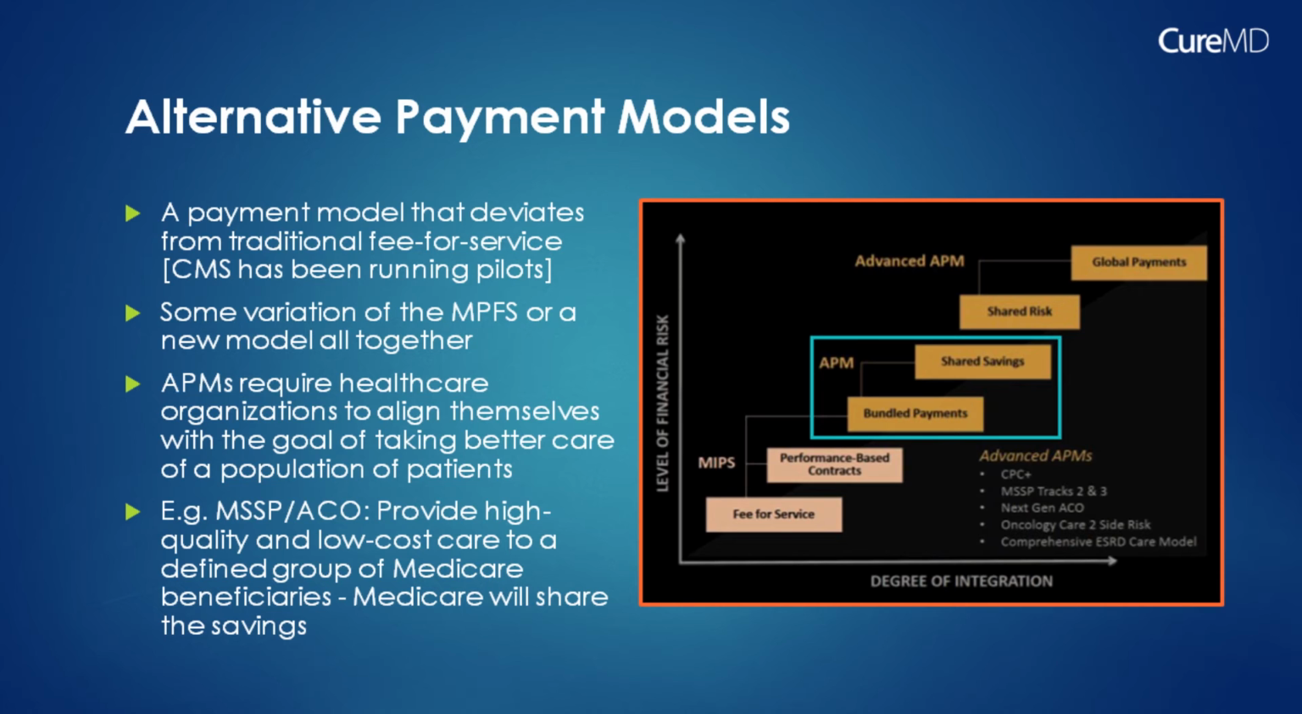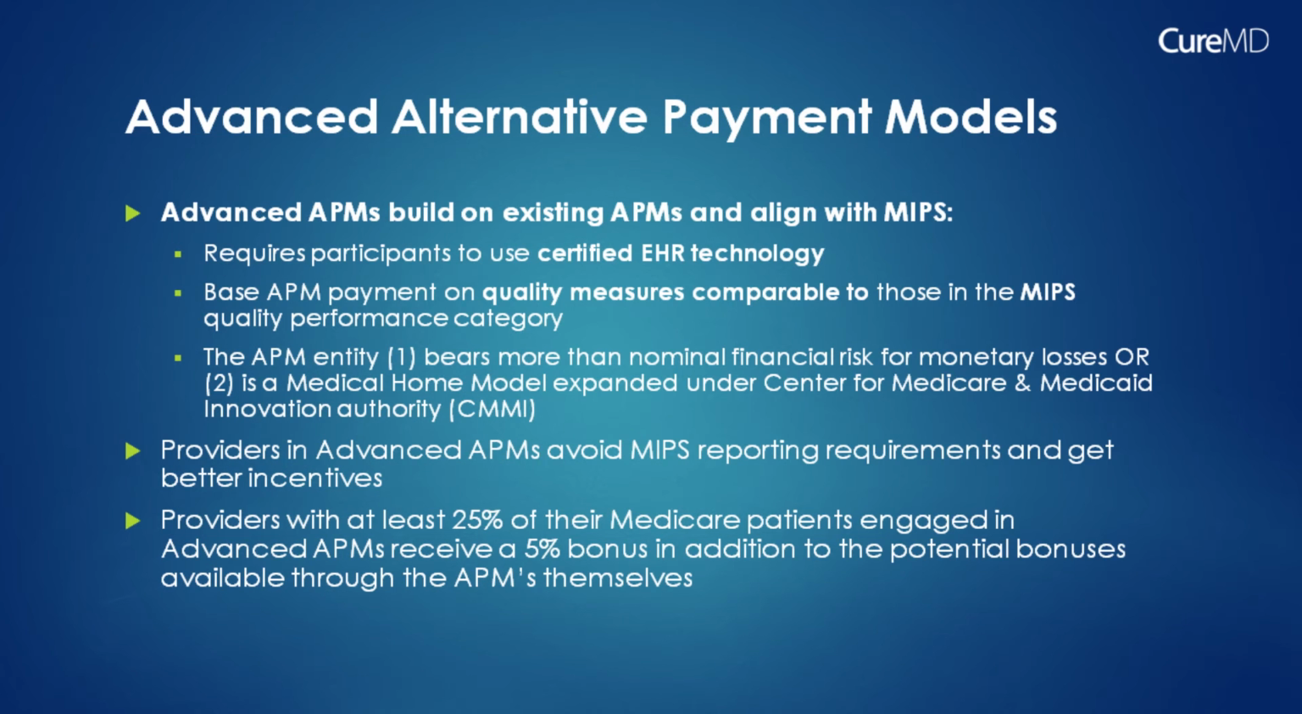So this image on the right sort of walks us through the different kinds of reimbursement models that you have. So under MIPS, you have the fee-for-service, and then you have the performance-based contracts, and then we're talking about alternative payment models, which are bundled payments or shared savings, and then we're talking about advanced alternative payment models, where we're saying take on some risk, share the risk, and global payments.